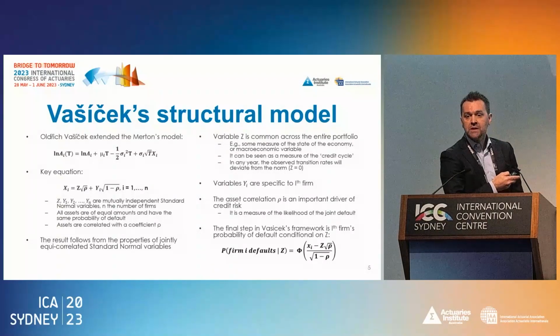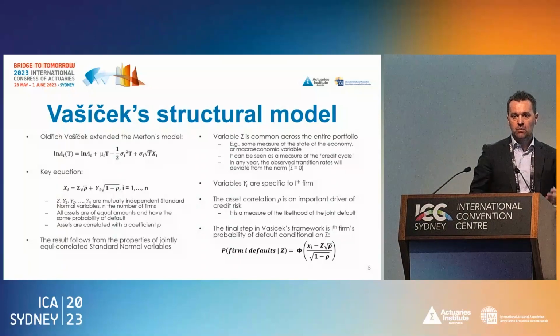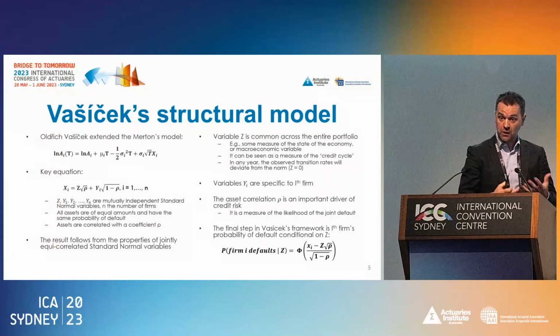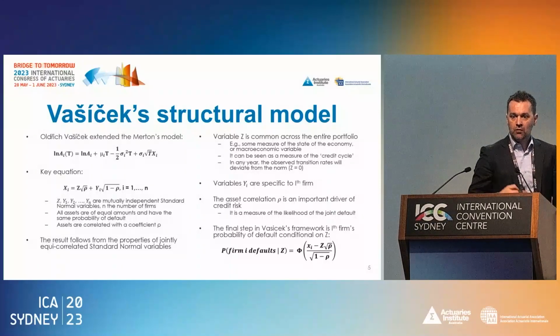As you can see, it's relatively simple. If we look at this formula, we have three main variables. We have the Z variable, which is nothing but the macroeconomic variable in his construct. Then we have the rho, which is the asset correlation. And we have the idiosyncratic risk, which is represented by variables Y. Variables Y are specific to each company or to each bond in a portfolio.